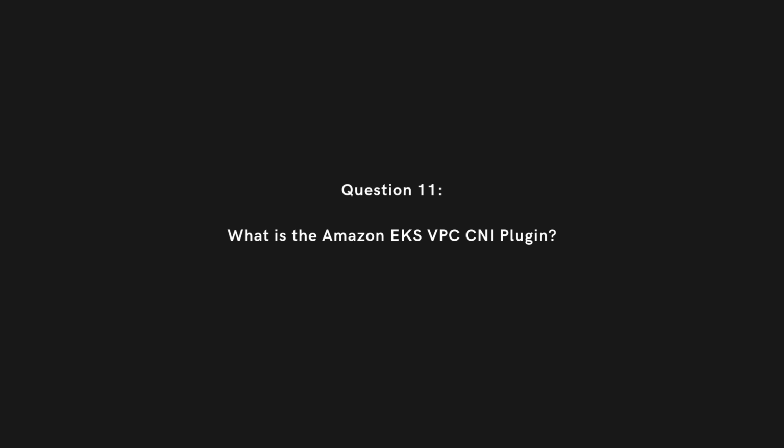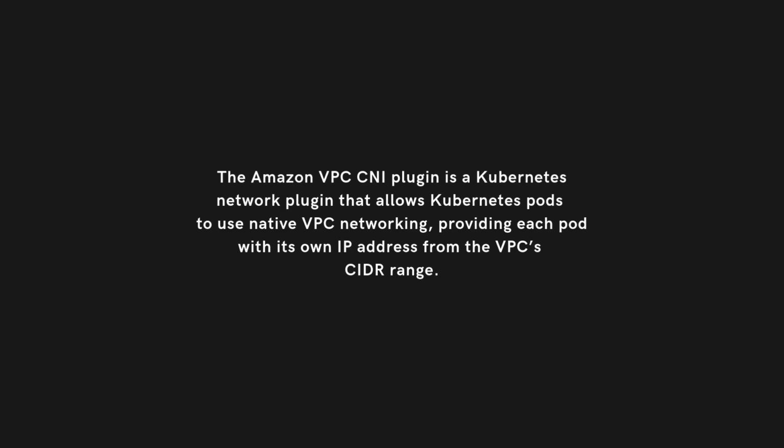11. What is the Amazon EKS VPC CNI plugin? The Amazon VPC CNI plugin is a Kubernetes network plugin that allows Kubernetes pods to use native VPC networking, providing each pod with its own IP address from the VPC's CIDR range.